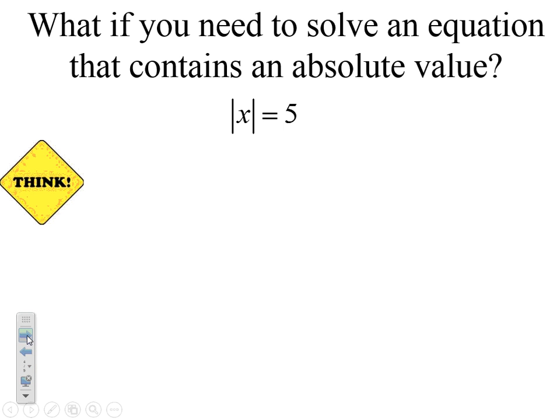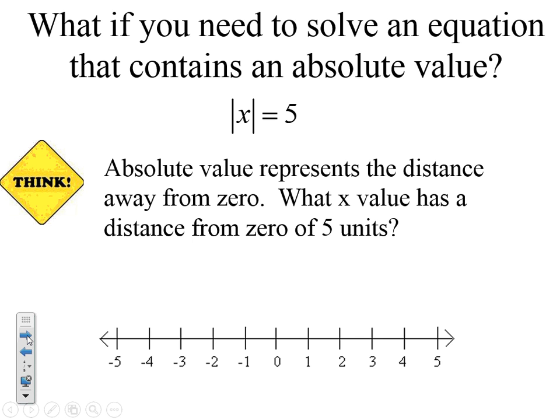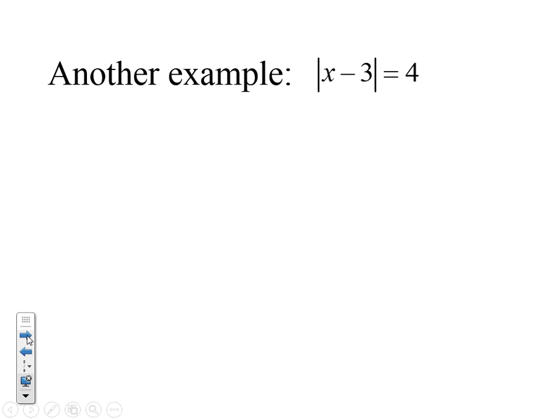What we're asking is, what number is a distance of 5 away from 0? So what x value has a distance from 0 of 5 units? If we think about it visually, it could be here at 5, or it could be here at -5. The x could either be 5 or -5 because both of them have a distance of 5 away from 0. So there's two solutions. The two solutions are 5 and -5.